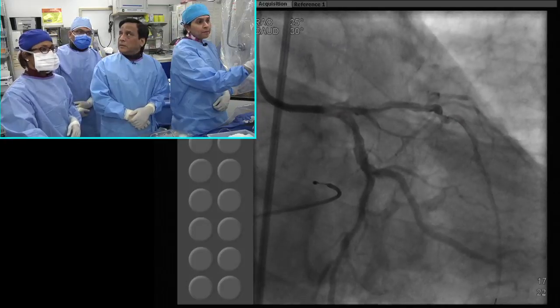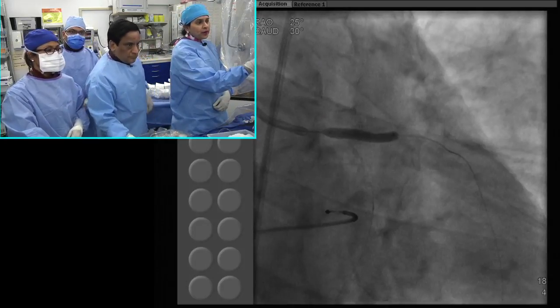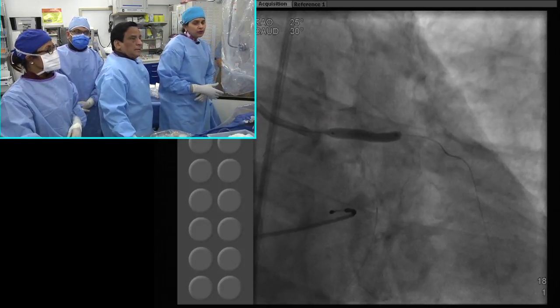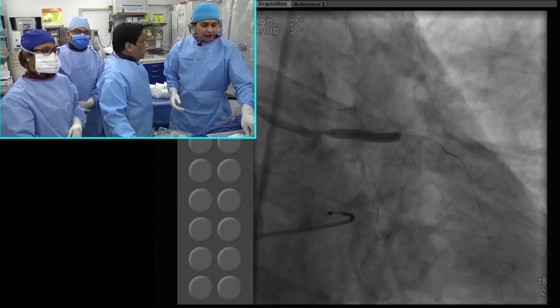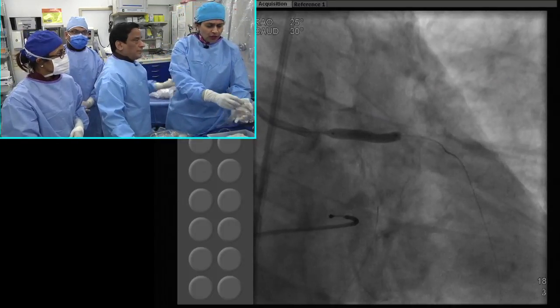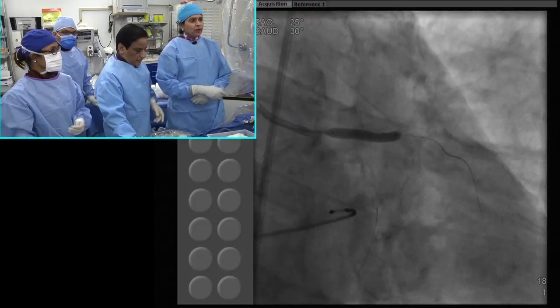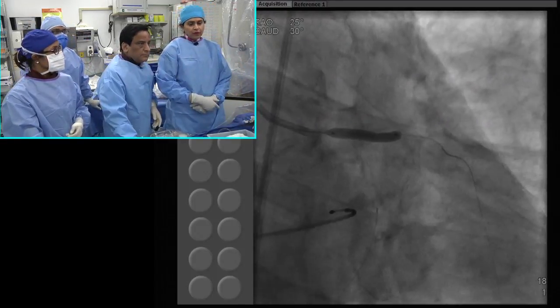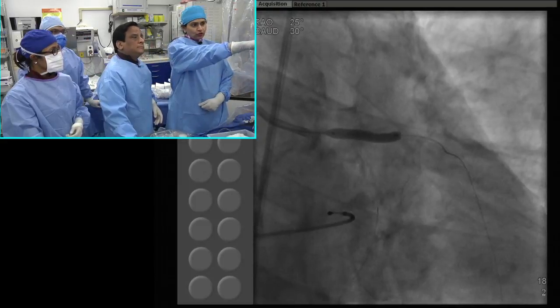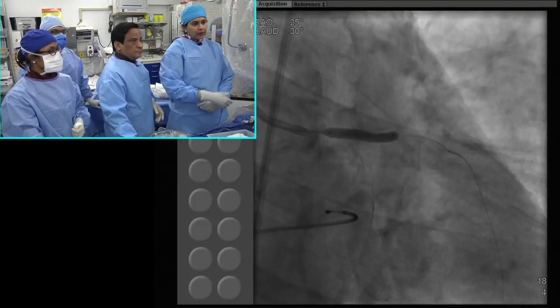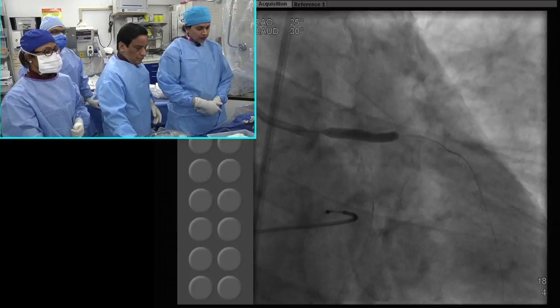Yes, we do. Yeah, so immediately I went back and put the balloon, he tolerated the balloon. This is a 3.5. No, I didn't stop the Angiomax, we continue. It could be because of the eccentric calcium there, and here also you see deep intimal calcium, which is also eccentric in the LAD.